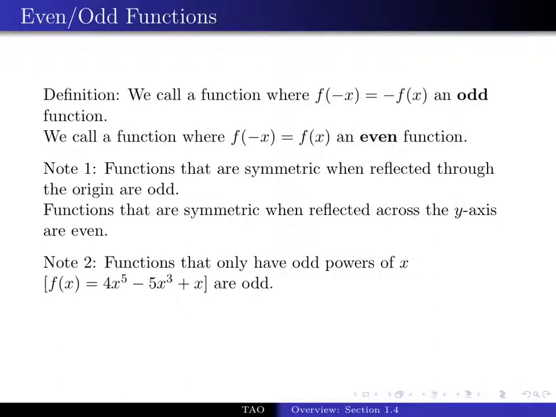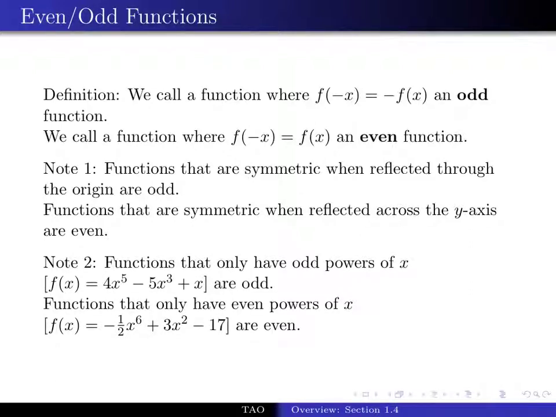All right, now why are they called that? Functions that only have odd powers of x are odd functions, and that's where we get the name from. Functions that only have even powers of x are even, right? X to the 0 has an even power, so the constant term is part of the evenness. The linear term x to the 1 is odd, so that is part of the oddness.